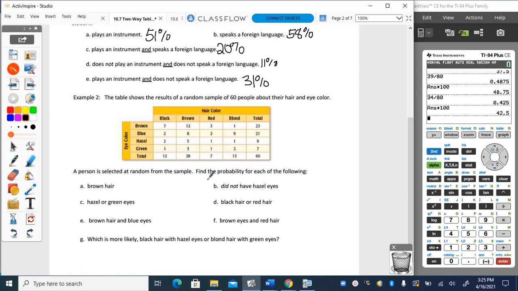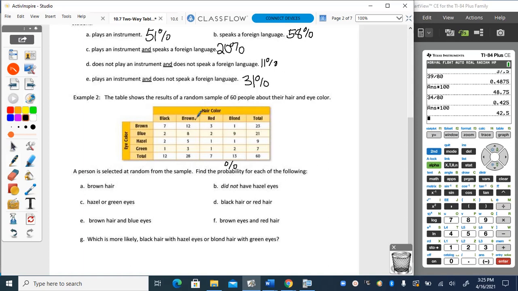So we have a person selected at random from a sample. Find the probability. Probability is percent for each of the following. So we want to know what's the probability that that person had brown hair. So we want to go to brown hair, and it just says brown hair. It doesn't give us anything else.